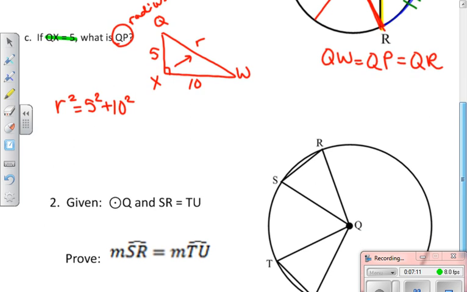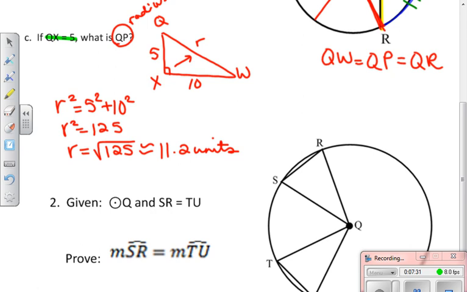And I can go ahead and write that r squared is equal to 5 squared plus 10 squared. So r squared is 125. Take the square root of both sides. r is the square root of 125, or approximately 11.2 units. Now you know that you did it right when 11.2 is bigger than your other two measurements because it is the hypotenuse. It should be the biggest side.